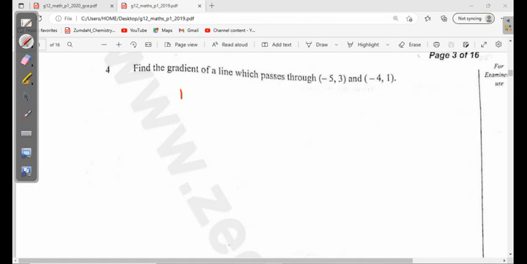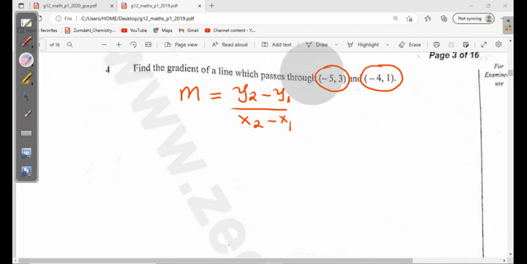Gradient, the symbol is m, is given by (y2 minus y1) over (x2 minus x1). So we are going to take what is here as 1s and what is here as 2s, or if you want you can change them. Whenever you are writing a coordinate, you always write it as x comma y, meaning that the first coordinate given is always x. So this is going to be x1, this is y1, this is x2, and this is y2.